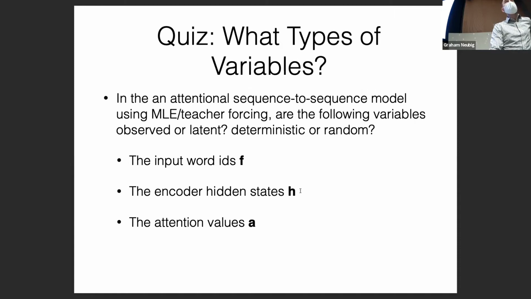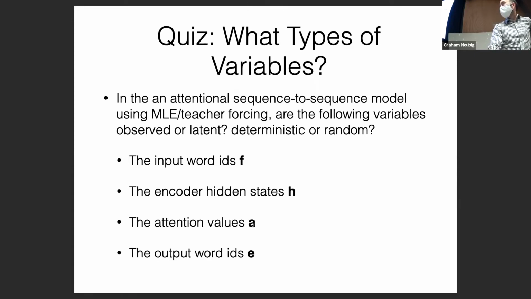Observed or latent is probably easy, right? Yeah. Yes, it's latent and deterministic, and that's why it's a little bit tricky, right? Because attention values look like probabilities, but they're not actually probabilities. We're just normalizing them between 0 and 1. So these are also deterministic values.